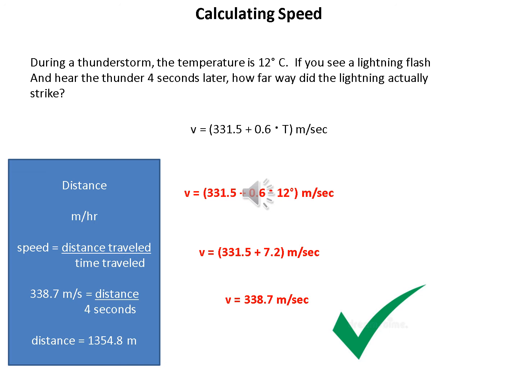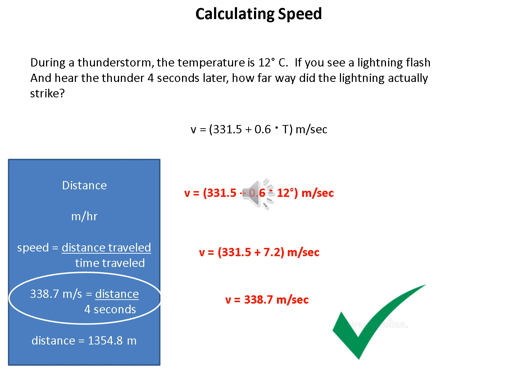So in order to find the distance, we're going to use our handy-dandy speed equation that we memorized earlier in the year. And if we forget what the speed equation is, all we have to do is remember miles per hour, which gives us a distance traveled over a time traveled. And that's exactly what the speed equation is. Speed equals distance traveled divided by time traveled. We'll go ahead and plug in the numbers we already know. We know the speed, 338.7 meters per second. What we don't know is the distance, but we've been given 4 seconds, so we go ahead and plug that in.